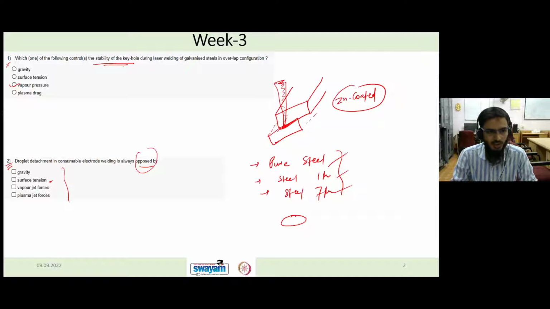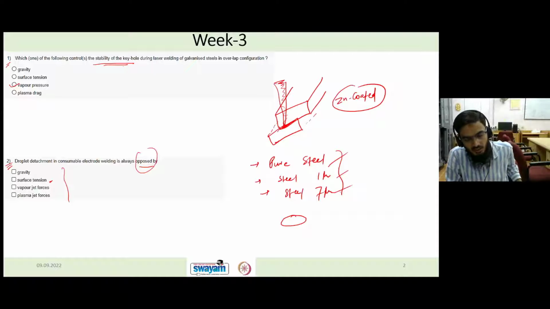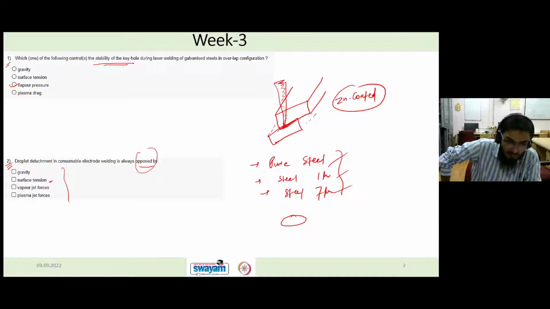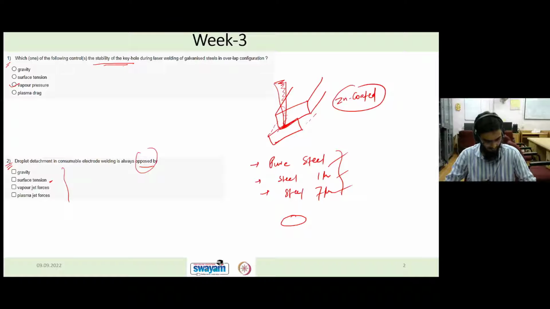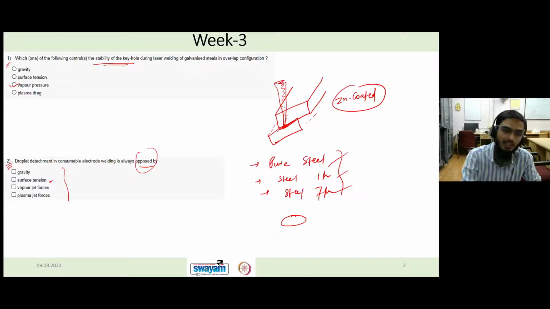Okay. And what about this plasma jet? What do you think? Plasma jet, will it resist or assist? Maybe, sir, I'm not sure. In plasma, will it assist or oppose? Okay. So before answering, we'll first understand the basic forces that act in the consumable electrode welding process, and then we'll come back to this problem, right?